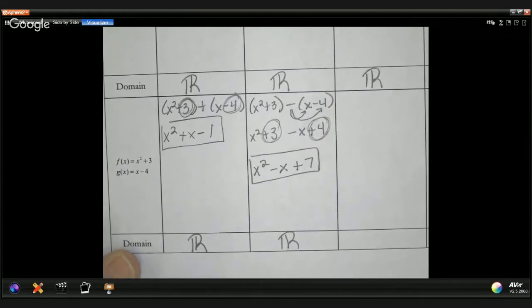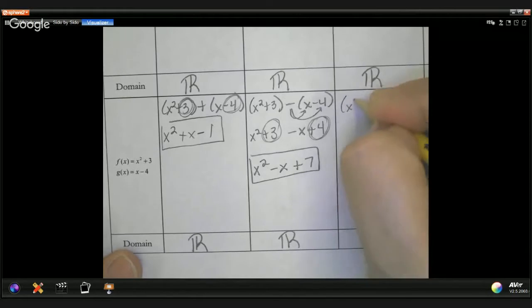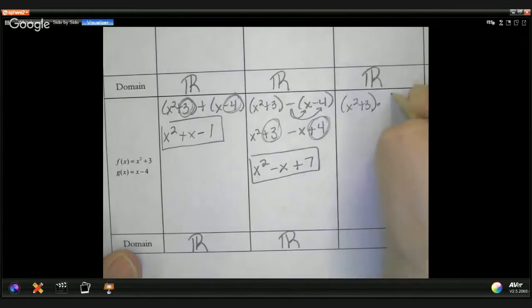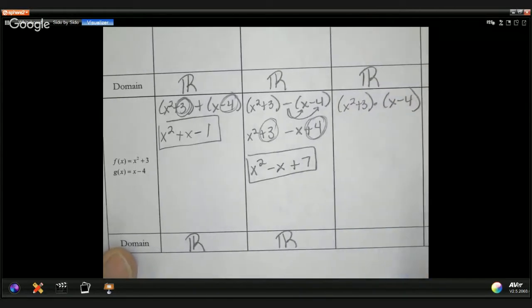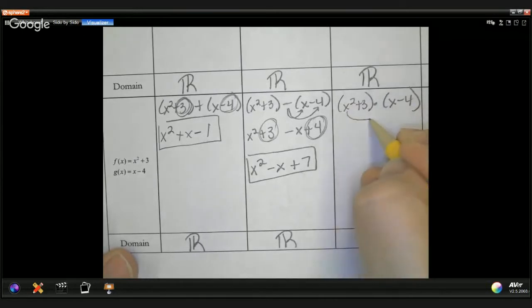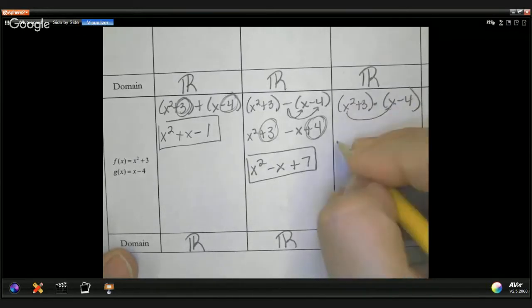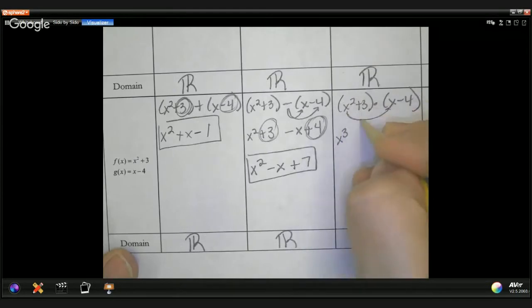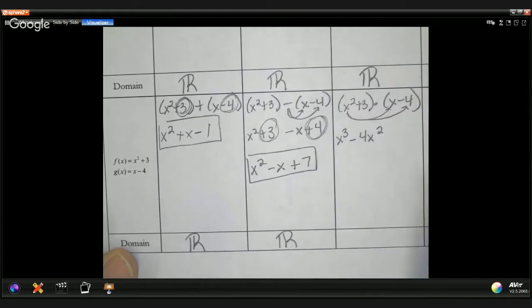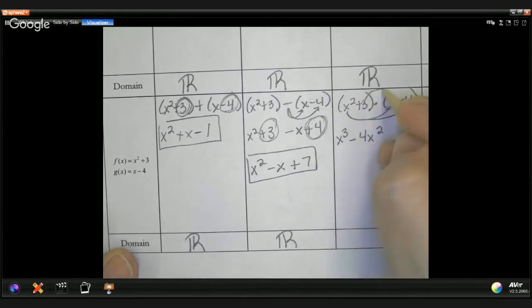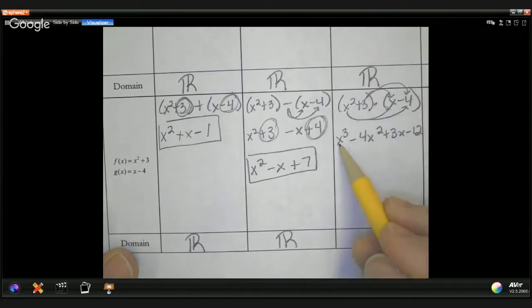All right, the next one, multiplying. It's going to be x squared plus 3 times x minus 4. And I'm just going to FOIL or distribute. X squared times x is x to the third. X squared times the negative 4 is a negative 4x squared. 3 times x is a positive 3x. And 3 times negative 4 is a negative 12. Nothing is like terms, so that's my answer.